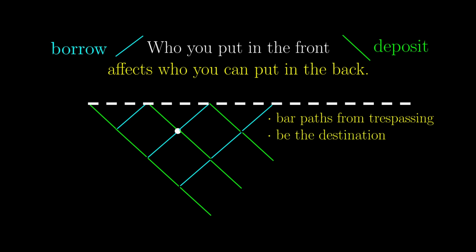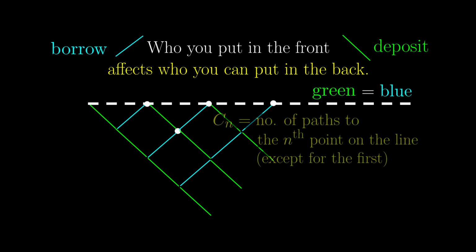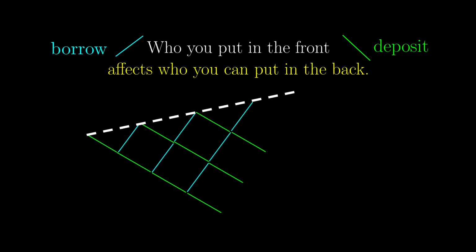That is because the line contains points where the number of green branches and that of the blue ones up to that point are equal, which is what we care about. So Cn can also be formulated as the number of paths to the nth point on the line, except for the first one. C1 corresponds to this point, C2 corresponds to this, and C3 corresponds to this, and so on. Finally, let's rotate all this counterclockwise by 45 degrees.